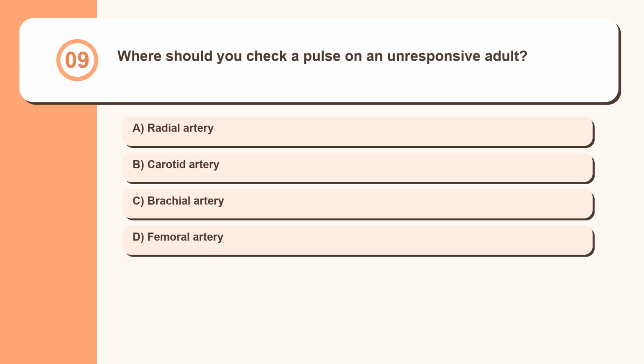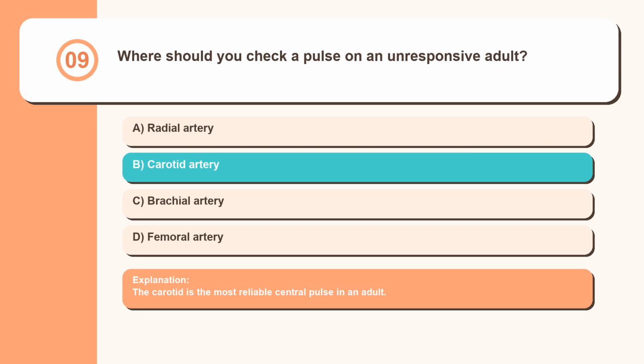Question 9. Where should you check a pulse on an unresponsive adult? Radial artery, carotid artery, brachial artery, femoral artery. The carotid is the most reliable central pulse in an adult.